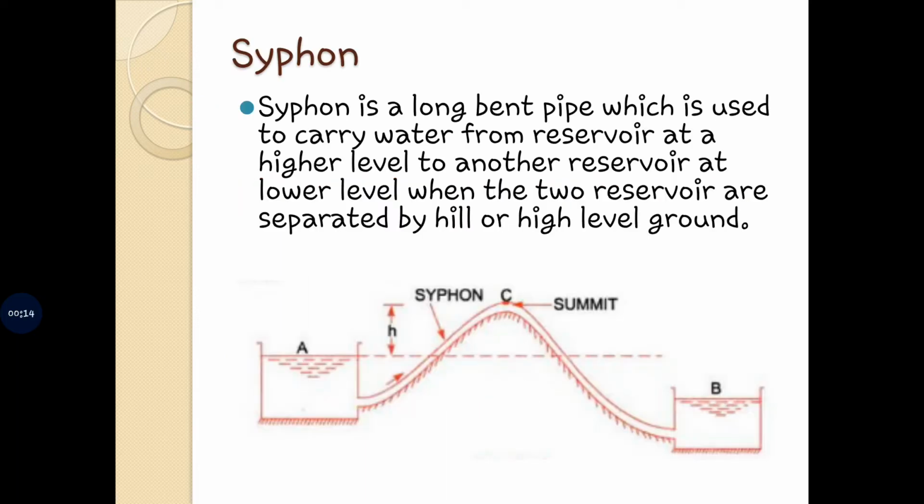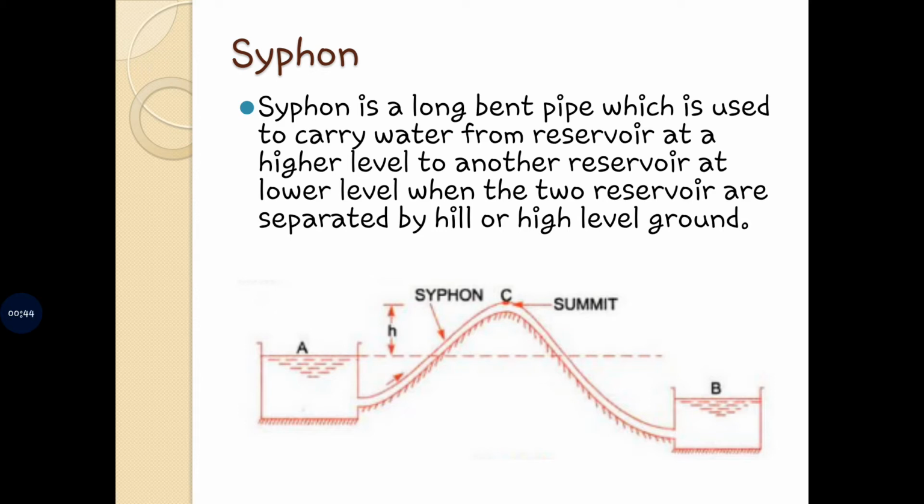So, let us understand what a siphon is first. A siphon is a long bent pipe which is used to carry water from one reservoir to another reservoir, which is separated by a hill or a higher level ground. The figure shows two reservoirs, reservoir A and reservoir B, at different levels and connected with a long bent pipe, that is nothing but the siphon.